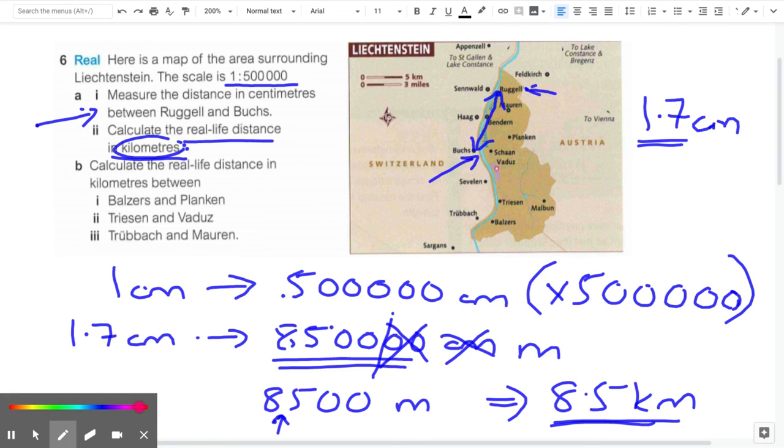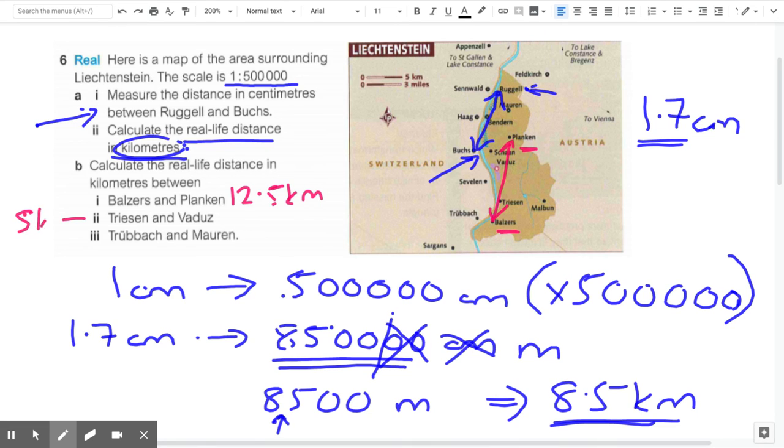So what I'll do is I'll just give you the answers. Obviously these are in the book anyway, but you can do the same type of thing for the remaining questions, which is Balzers and Plancken. So if we find those on the map, Balzers is here, Plancken is here, so again you'd have to draw a straight line between those 2 values, measure it in centimetres, then scale it up. The value, obviously, according to the book, is 12.5 k's for question 1. The second one then comes out as 5 kilometres, then the third one comes out as 15.5 kilometres.